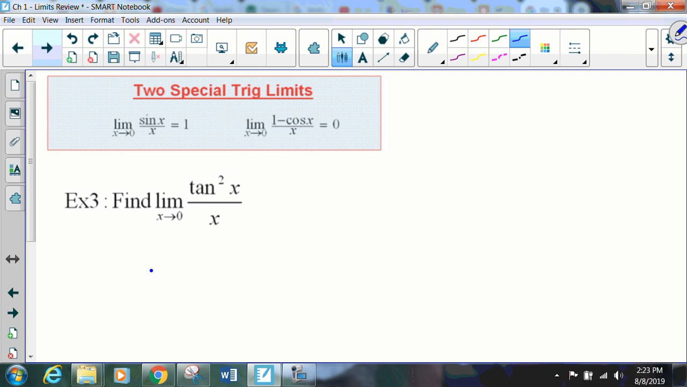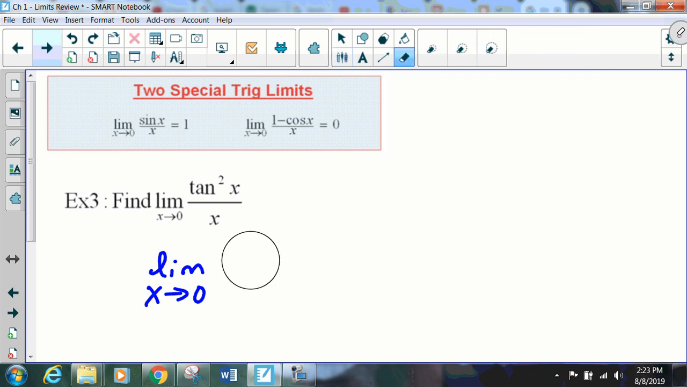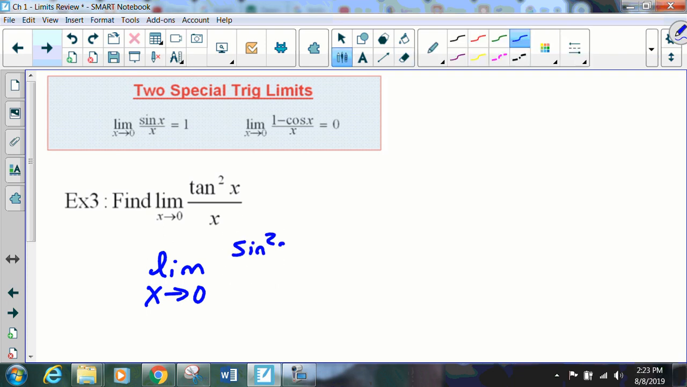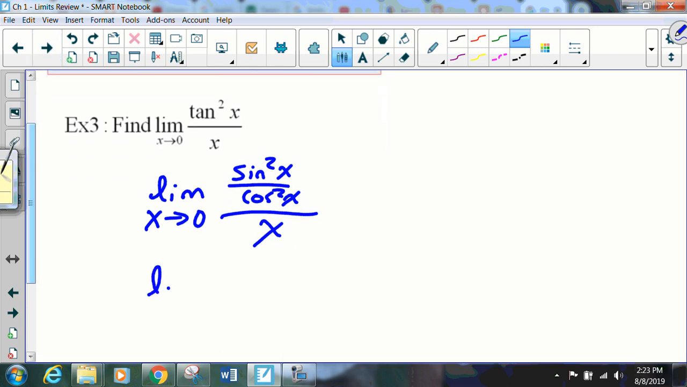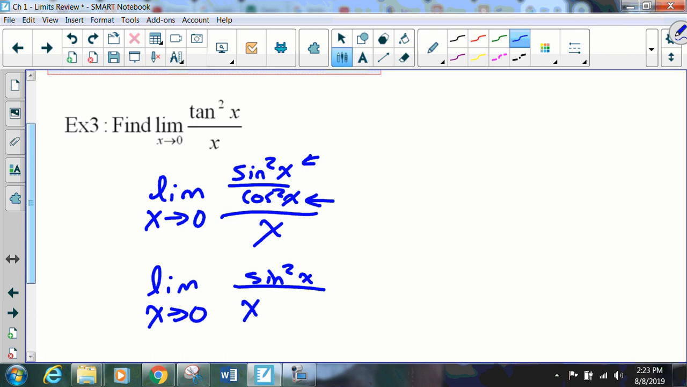So here we go. We know that tan squared x is the same thing as sine squared x over cosine squared x all over x. So let's stop here real quickly. If I have a fraction within a fraction, I know that the numerator in both the numerator and the denominator stays the same. So see the sine squared x, that stays there. See this x in the denominator, that's in the numerator of the denominator, that stays there. The denominator of the numerator actually gets kicked down to the denominator.